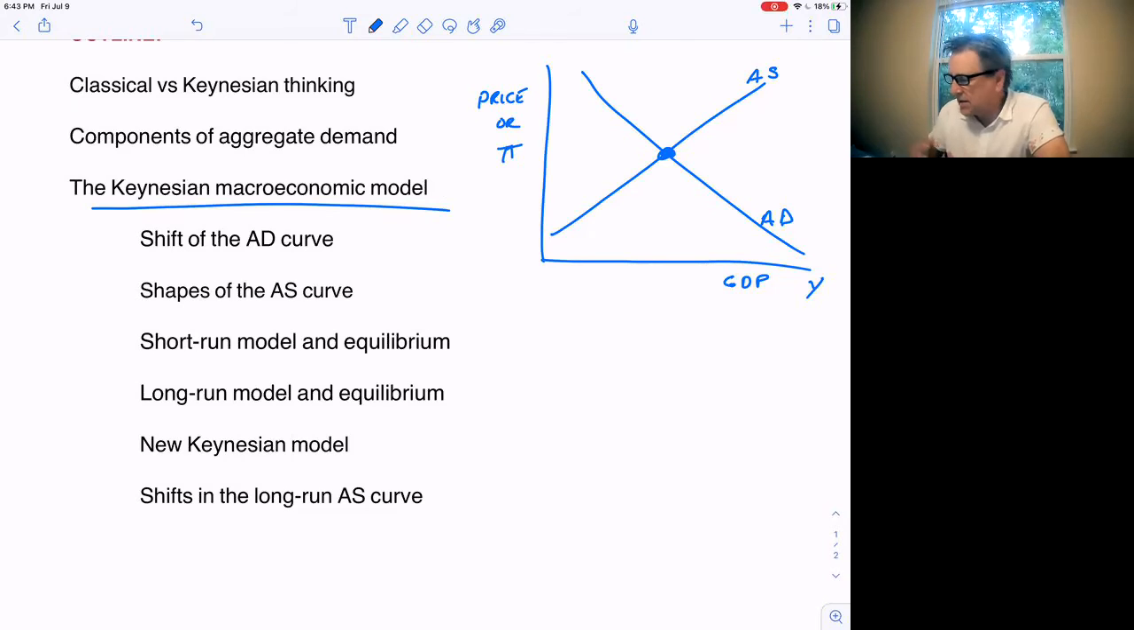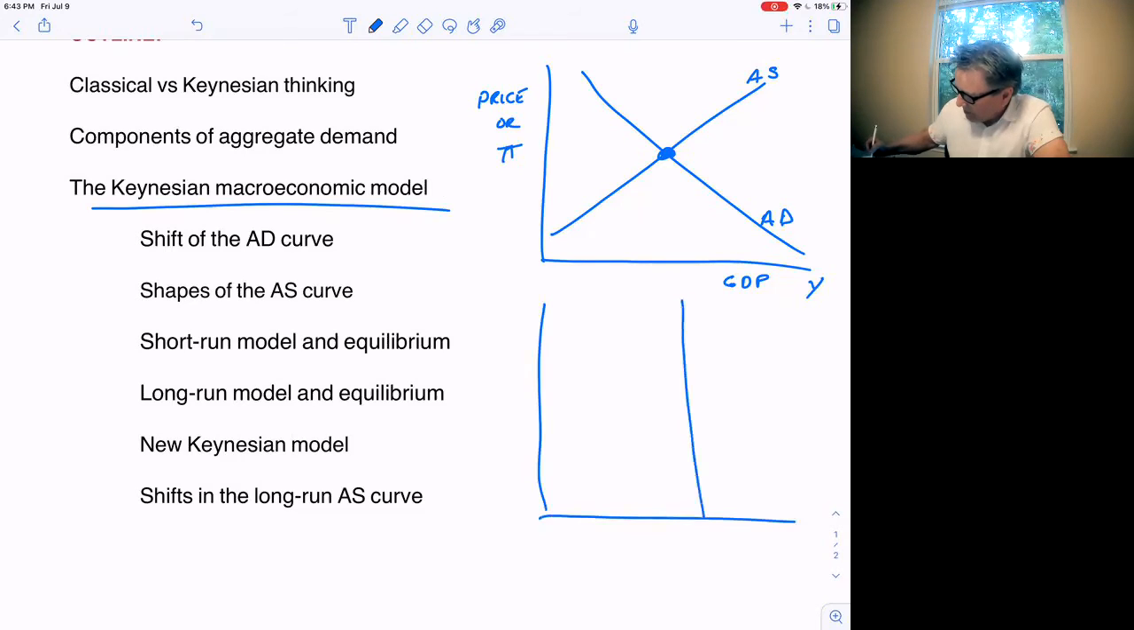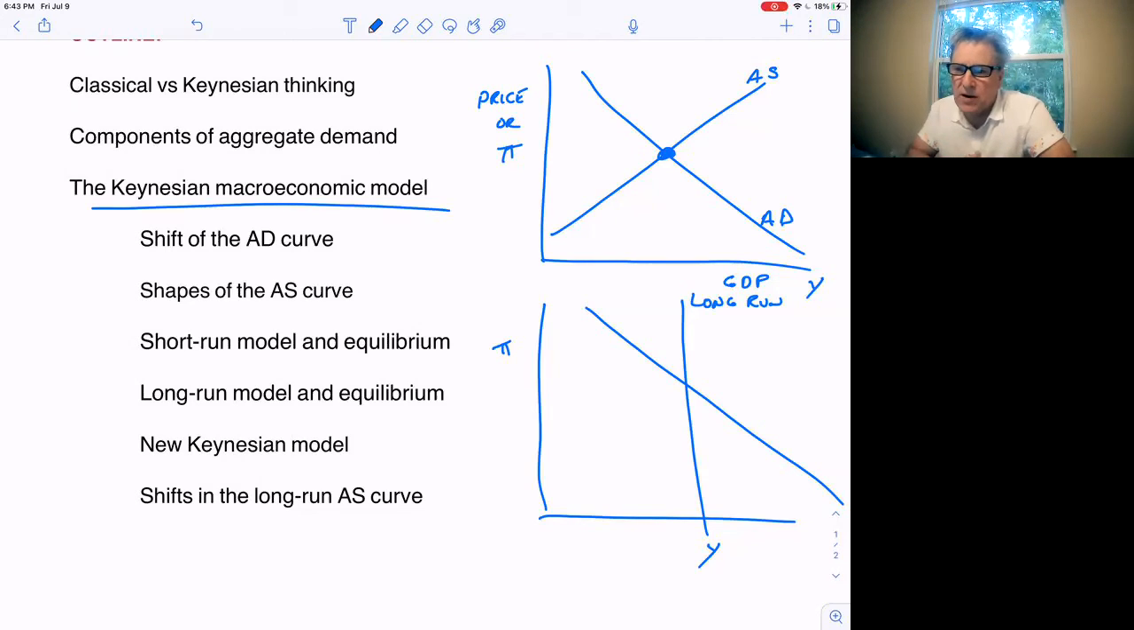In the short run, this aggregate supply curve is upward sloping, like a normal supply curve. But in the long run, it's vertical, at potential output or potential GDP. So we have a short run model and we have a long run model. And if we want, we can actually combine them and put them on one graph and look at the short run and the long run together. And that's referred to as a new Keynesian model.